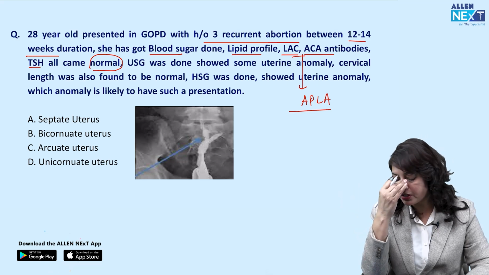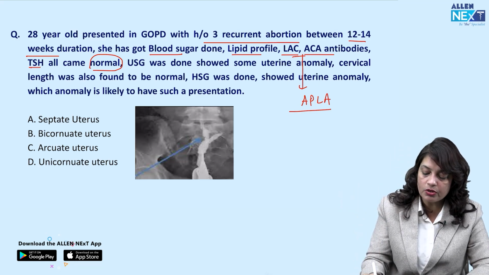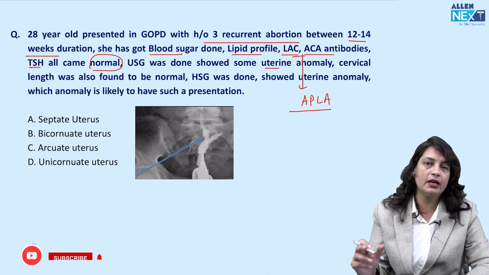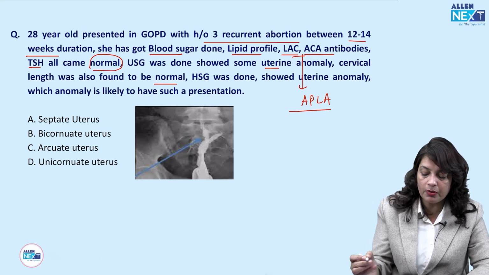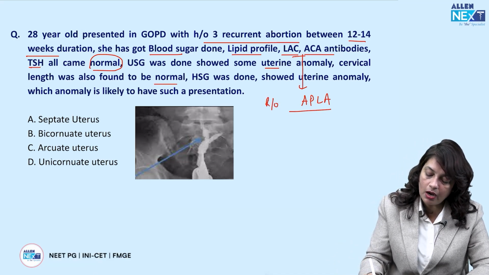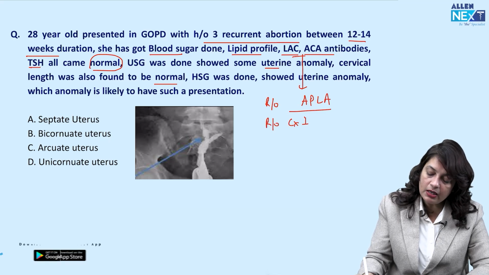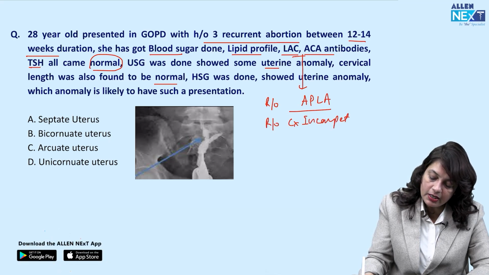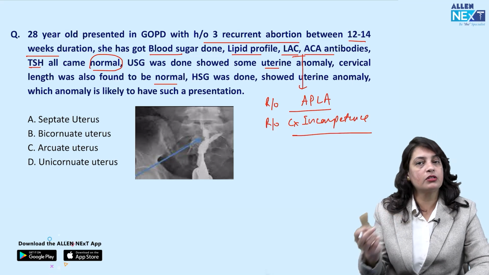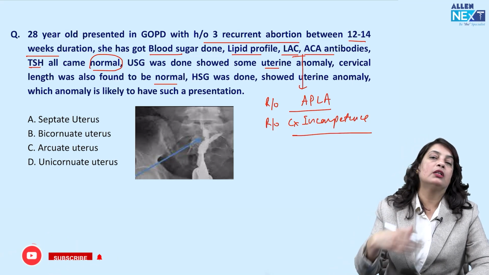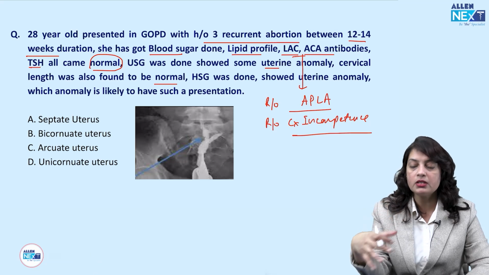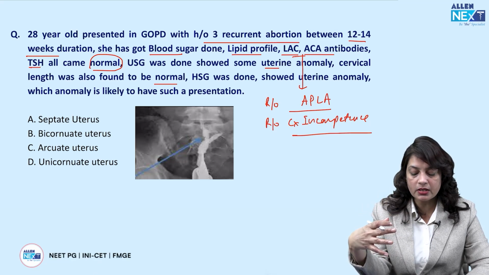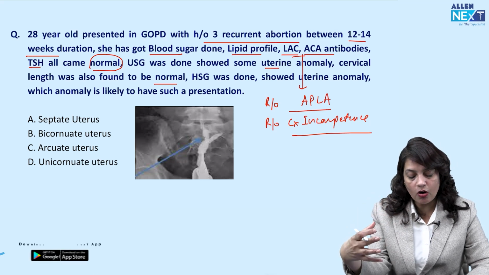These tests were to rule out the causes responsible for recurrent abortions. Ultrasound was done and showed some anomaly. Which type of anomaly was not mentioned. Then cervical length was also found to be normal, so they have also ruled out cervical incompetence by checking the cervical length. The blood sugars were normal. So there was no diabetes, no thyroid disorders, no antiphospholipid antibody syndrome, and no cervical incompetence.